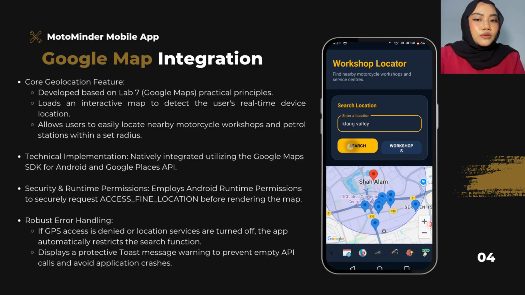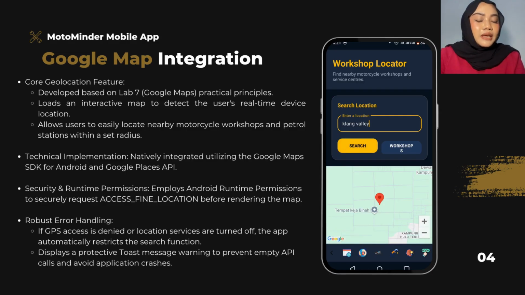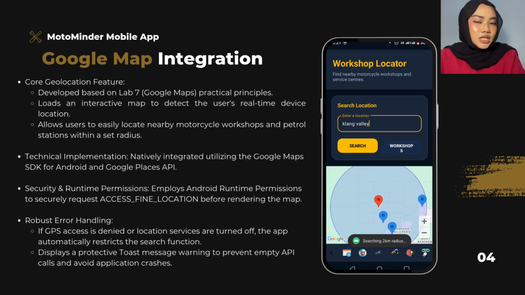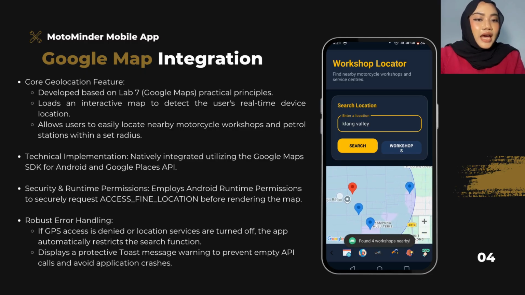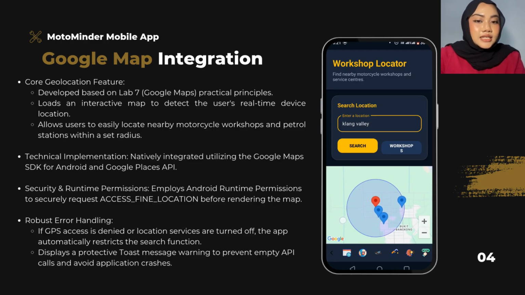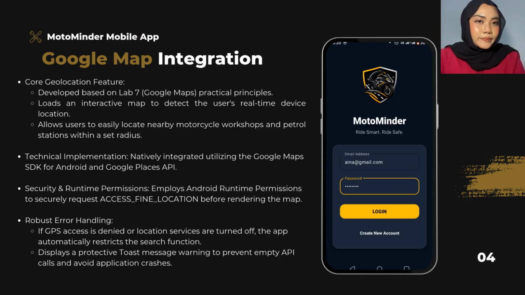To make the app robust and secure, I implemented Android runtime permissions to request access to fine location. If GPS access is denied or turned off, the app's built-in error handling automatically restricts the search function and flashes a protective toast message warning. This completely prevents empty API calls and keeps the application running smoothly without crashing.